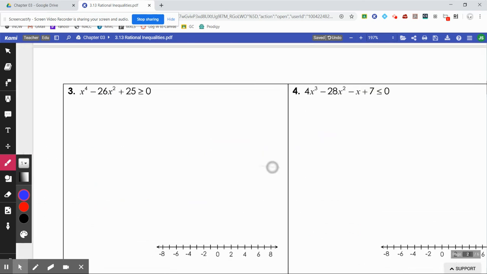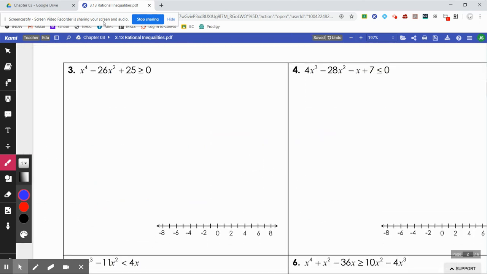The next one. And now we're dealing with x to the 4th, so we're going to actually have 4 different possibilities for our zeros here. Let's factor using quadratic form. So that's going to be x squared and x squared. Let's see, that'll be a -25 and a -1. Both of those are difference of squares. Difference of squares factored into conjugates: x plus 5, x minus 5, x plus 1, and x minus 1.